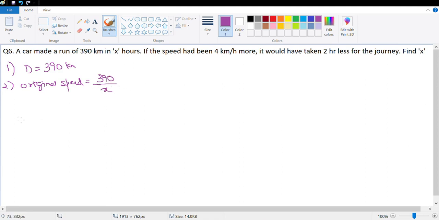So that's the speed. Next, new speed is equal to distance upon time. Distance remains 390. Time now is 2 hours less, which means x minus 2.